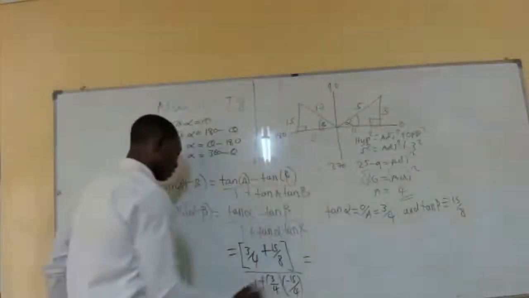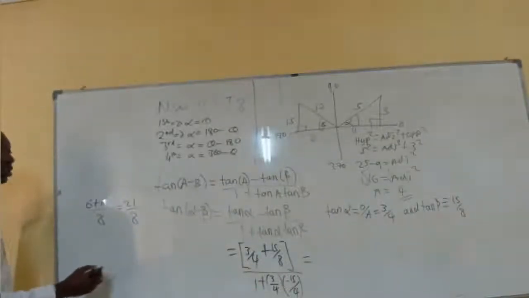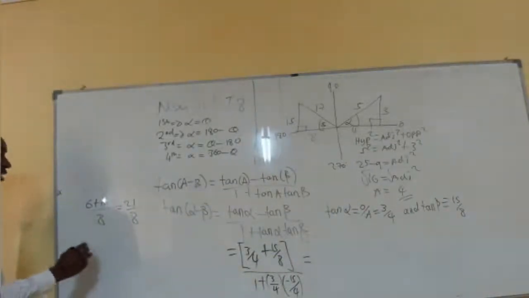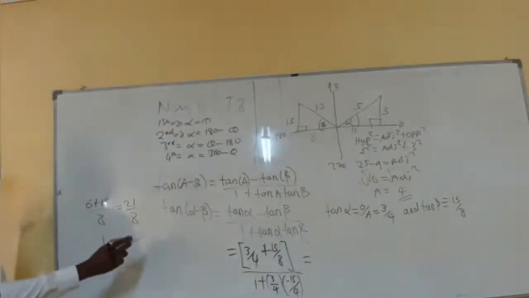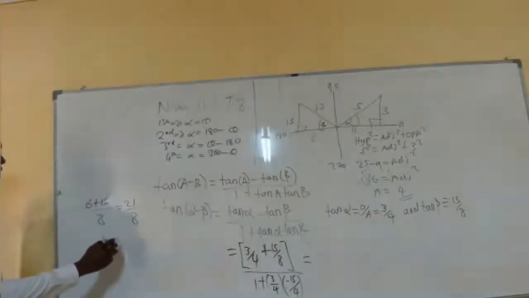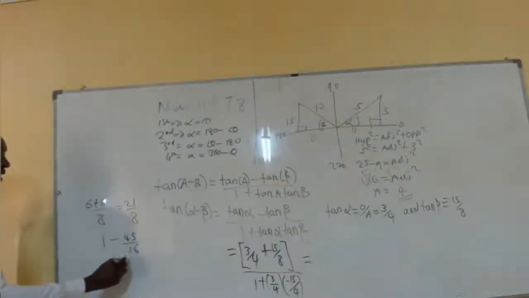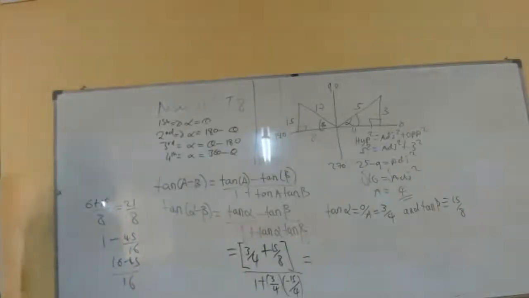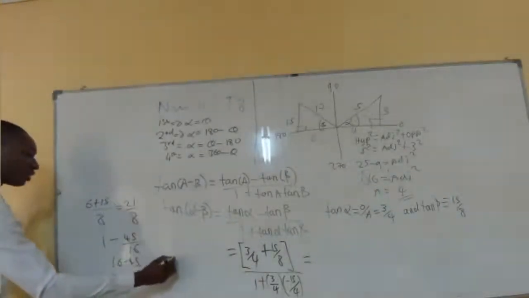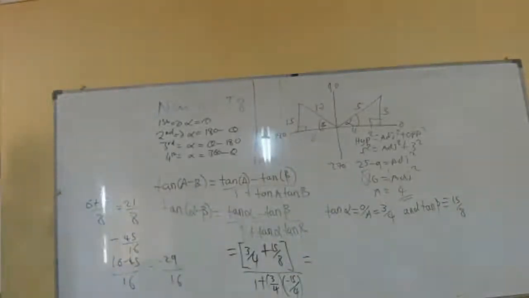So we have the numerator, which is 21 over 8, and the denominator, since those two are multiplying, so you're saying 1 minus 3 times 15 is 45, so negative 45 over 16. This is the same as 16 minus 45 over 16, right? So 16 minus 45 is negative 29, right? So this is negative 29 over 16. This is the denominator, all right? So that's our denominator.